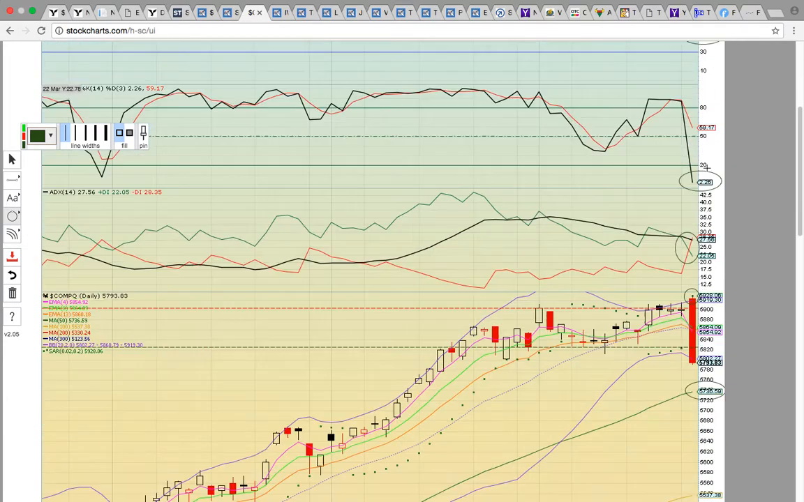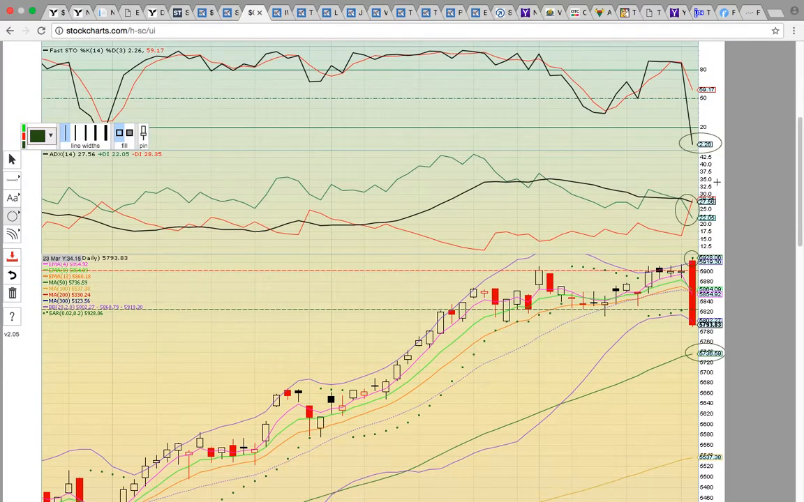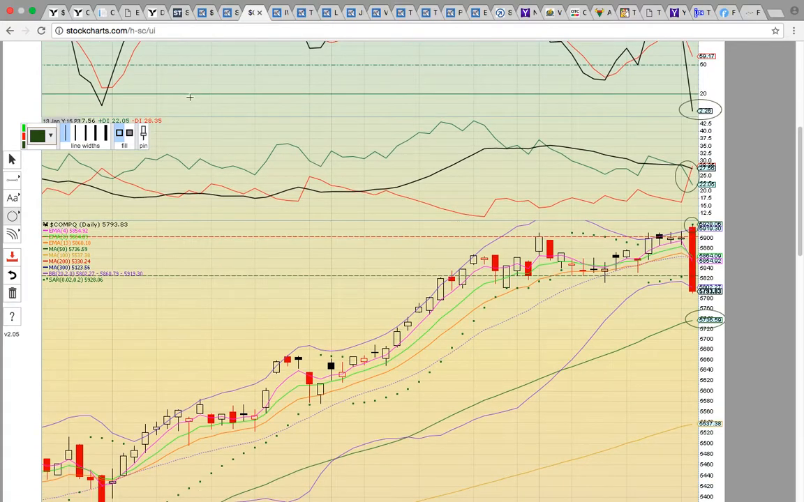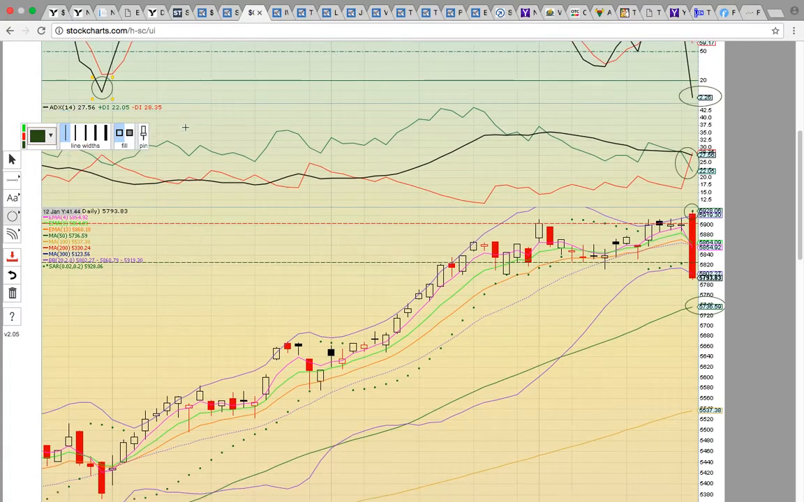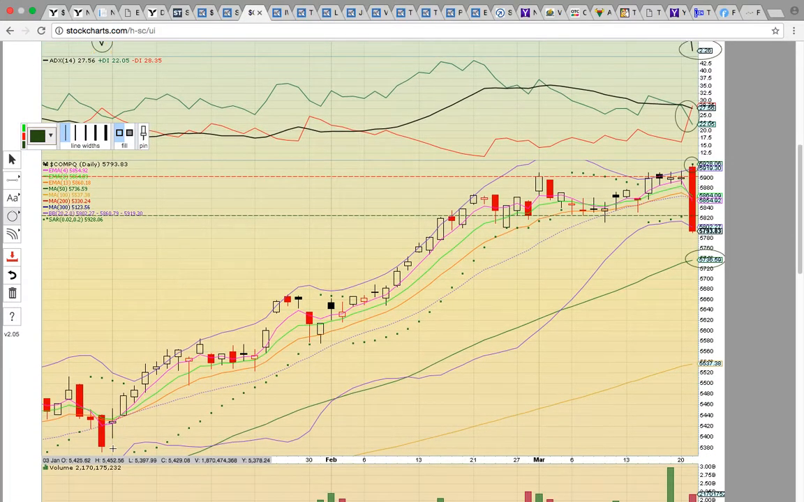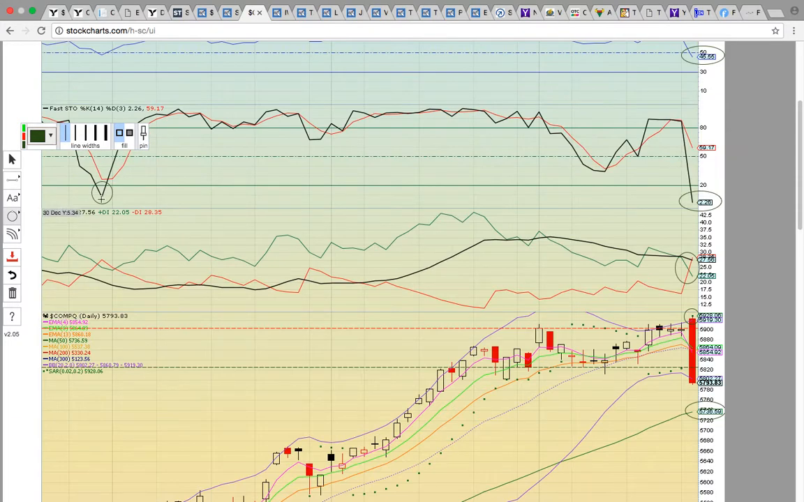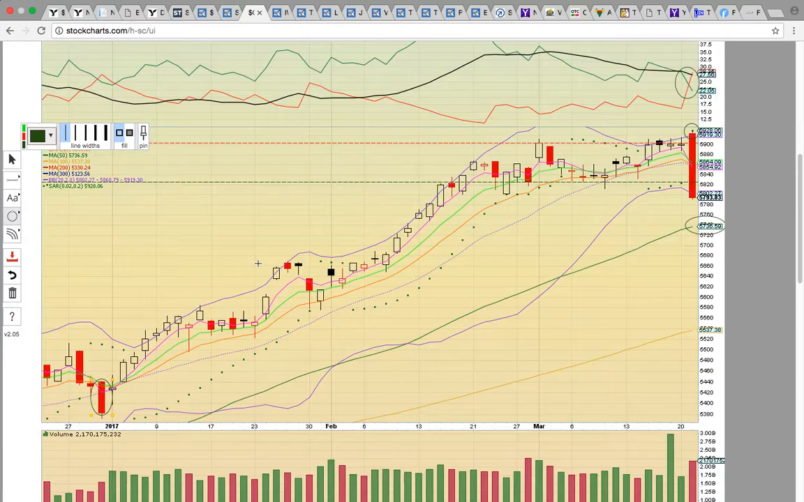Okay, let's look at the NASDAQ, ticker symbol COMPQ. Also closed below 50 on RSI. Fasto closed down here at 2.26, extreme oversold levels. If you look back here, on this previous big drop back here in December, when Fasto got below 20, there was a technical bounce.